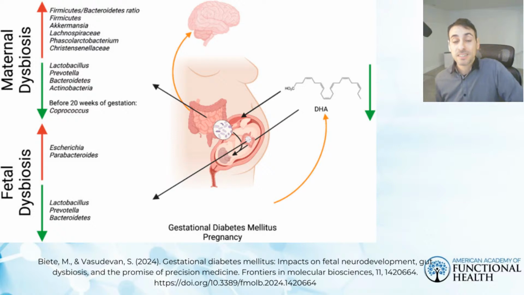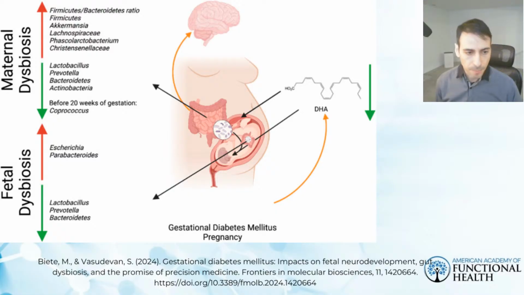So Lactobacillus plays a significant role in glucose metabolism. It actually helps to regulate blood sugar levels through its ability to ferment glucose into lactic acid, which potentially improves insulin sensitivity and reduces inflammation in the gut, right? This could be really important to prevent gestational diabetes, and it's also important for women who were already diagnosed with gestational diabetes, right?